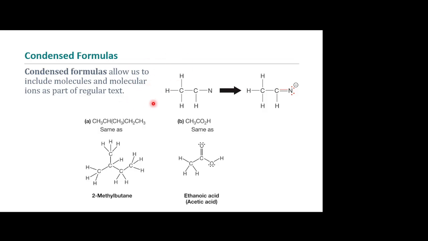All right. Condensed formulas are going to allow us to include molecular and molecular ions as regular text. So this is going to be an example of condensed formulas here. Here we have a condensed formula. And see how we've put CH3 in parentheses here? That's indicating it's jutting off to the side. It's not included in the main chain. Okay? We've separated it out. Is that making sense?